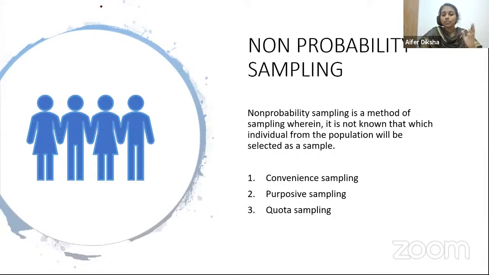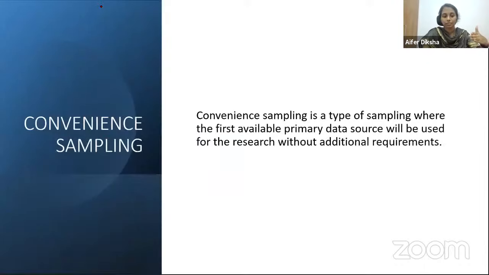Now, what are the types of non-probability sampling? It includes convenient sampling, purposive sampling, and quota sampling. Now let's see in detail. What is convenient sampling? As the name suggests, it is based on the convenience of the researcher. It's based on the easy availability for the researcher. When the researcher is not taking much risk to get the sample, we can call it convenient sampling, without any additional requirements also.